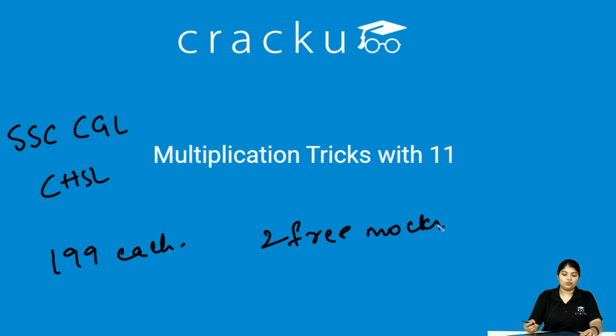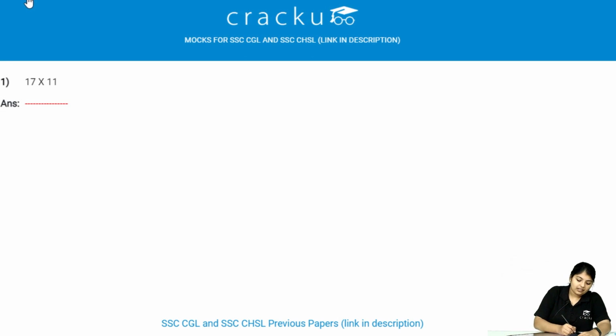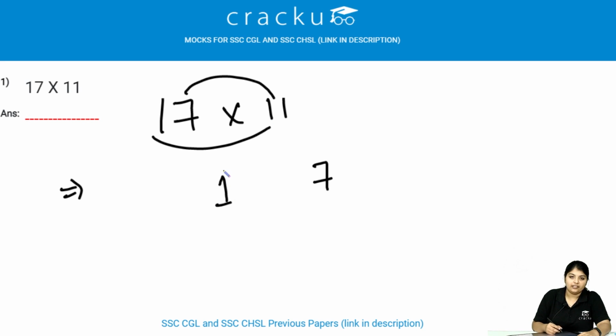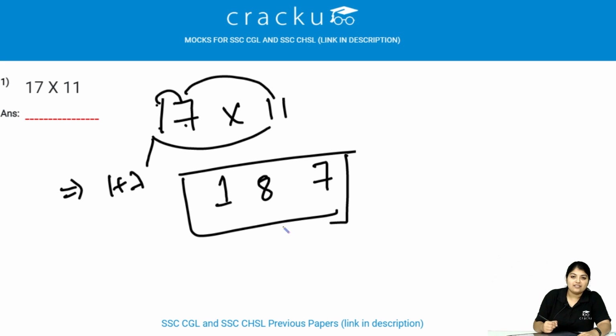And let us see the first one now. The first one is 17 into 11. How I am going to solve is 7 into 1 is 7 in the units place and 1 into 1 is 1, write it here. Now this 1 and 7, add 1 plus 7, that is 8, write it in the middle. Therefore, the answer is 187.